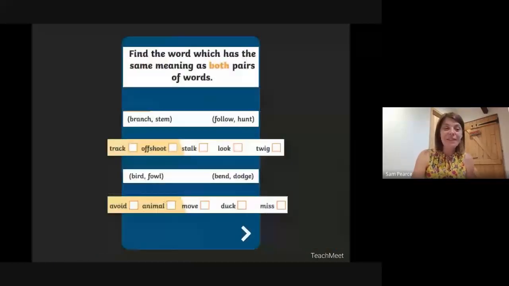Okay, so just going to have a very quick look at a couple of verbal reasoning questions. There's only 2 verbal reasoning questions, so don't worry. In this verbal reasoning question, you've got 2 pairs of words. So we've got branch and stem and follow and hunt. And then we've got 5 possible words underneath. And you need to choose one of those 5 possible words that means the same as the 2 pairs above. So if anyone's brave enough to give it a go.